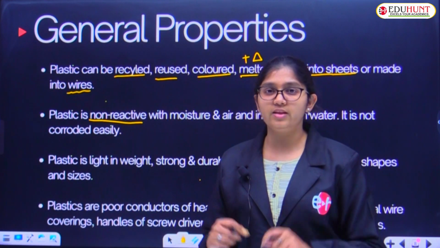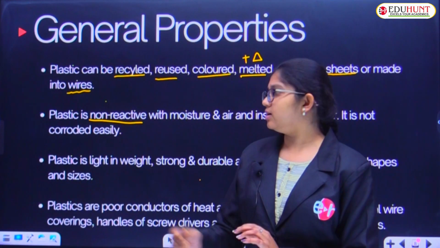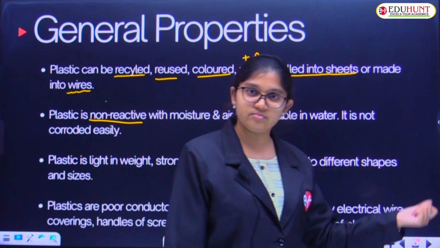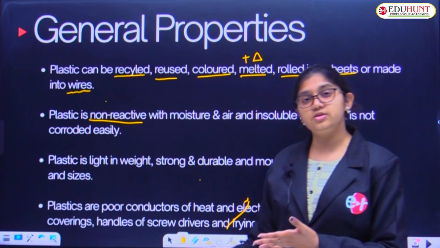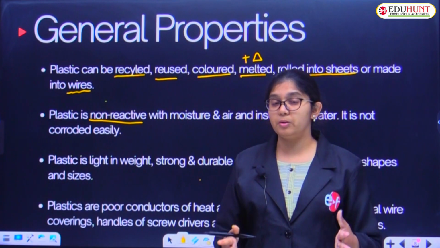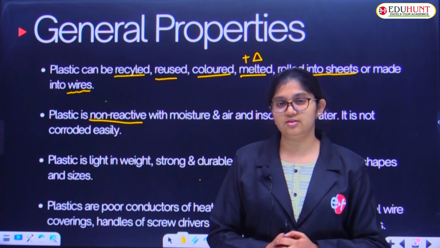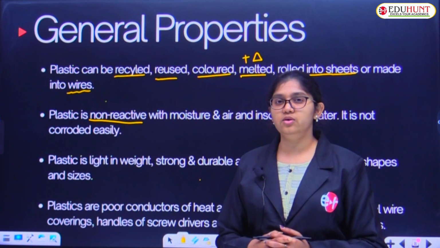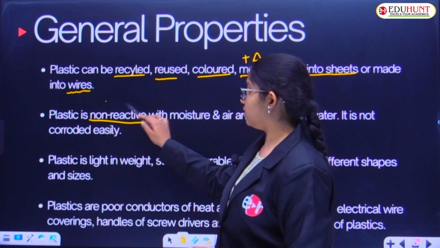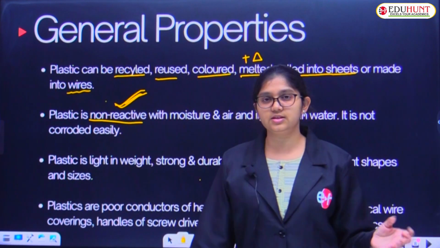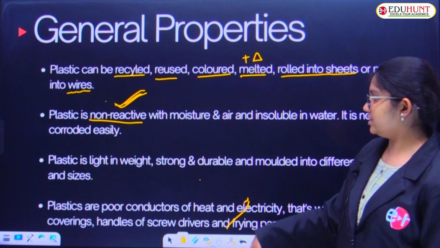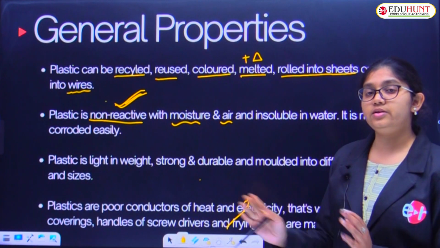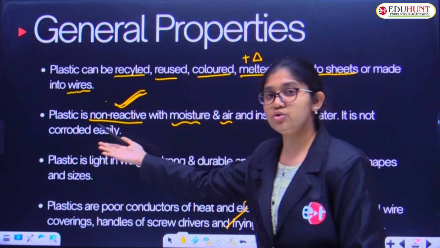Why is plastic used so much in the kitchen, even for the covers of grocery items, to carry things, and in supermarkets? Why so much importance to plastic? Because it is non-reactive. It will not react with any substance. It is non-reactive with moisture and air. No new compound is formed with the addition of plastic.